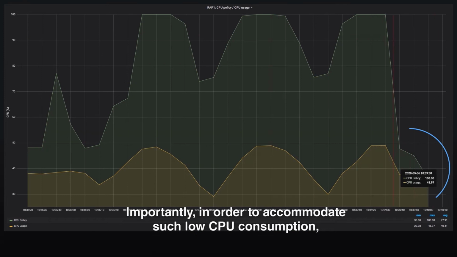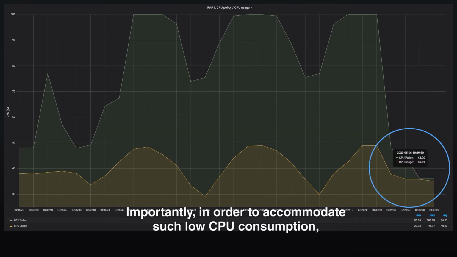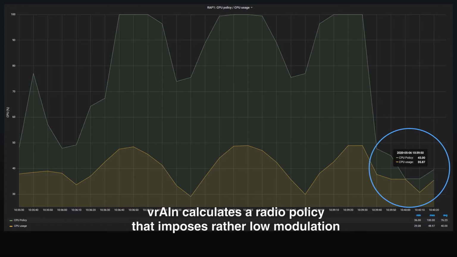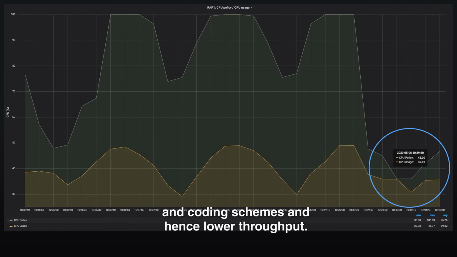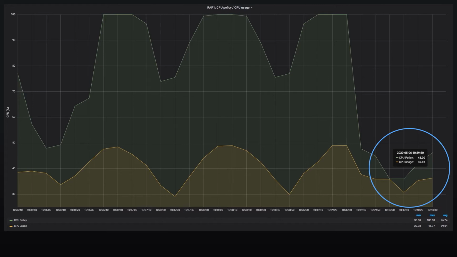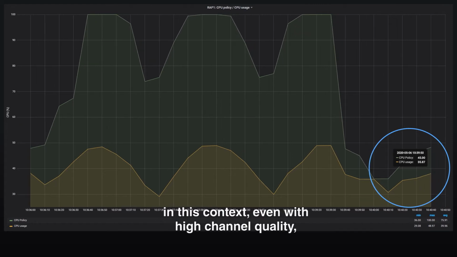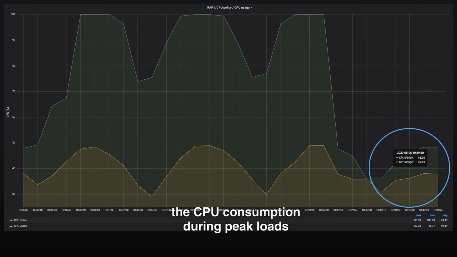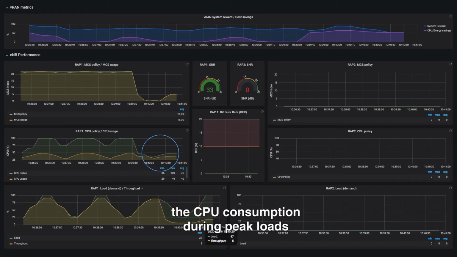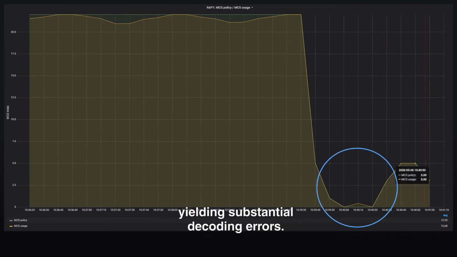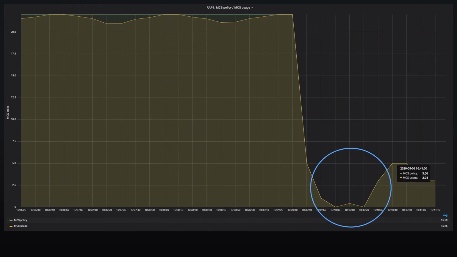Importantly, in order to accommodate such low CPU consumption, vrAIn calculates a radio policy that imposes rather low modulation and coding schemes, and hence lower throughput. If the radio stack used high modulations in this context, even with high channel quality, the CPU consumption during peak loads would exceed the allocation of computing resources, yielding substantial decoding errors.